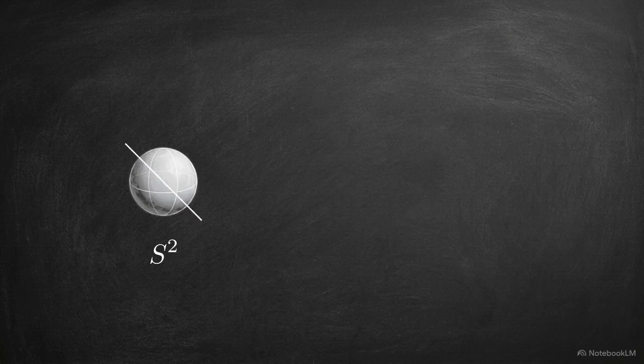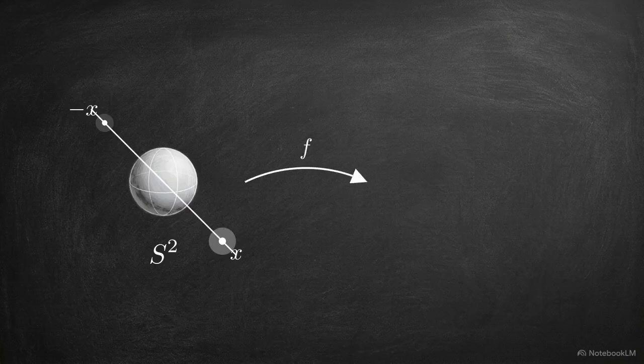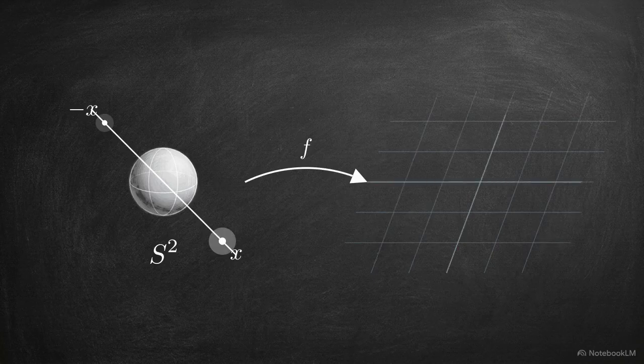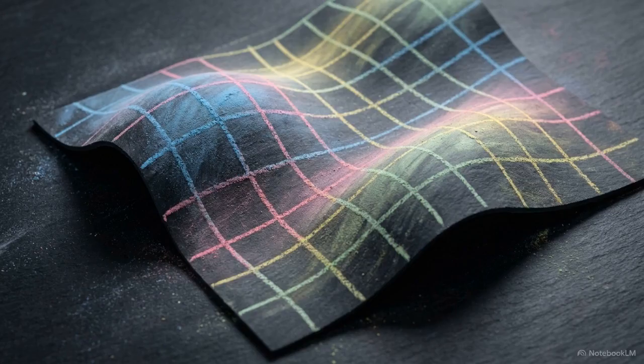We start with S², the standard 3-dimensional sphere. Points diametrically opposite each other, connected by a line through the origin, are antipodal points, labeled x and negative x. Consider a continuous map f, taking points from the sphere and plotting them onto a flat 2-dimensional plane. The requirement that f is continuous means points sitting next to each other on the sphere must land next to each other on the flat plane.